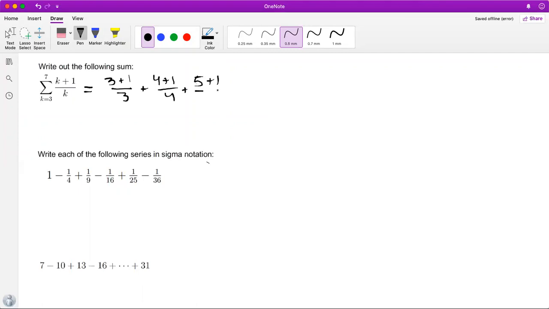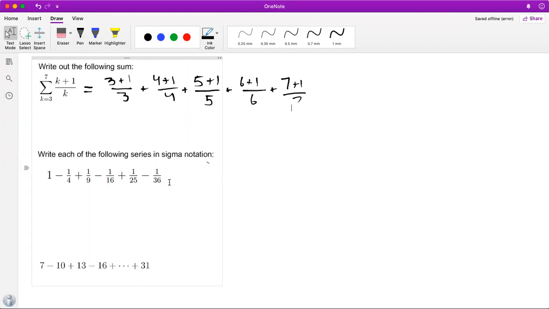5 plus 1 over 5. Plus 6 plus 1 over 6, plus 7 plus 1 over 7. And then you stop. So it's like 4 thirds plus 5 fourths plus 6 fifths plus 7 sixths plus 8 sevenths. You don't have to add this up because it says write out the sum. It doesn't say evaluate or something. So you can just leave it like this, or you could write 4 thirds and 5 fourths and 6 fifths if you want to, but this is fine.